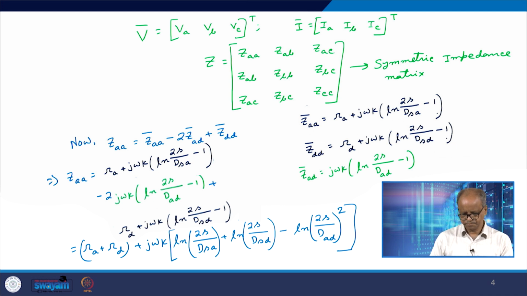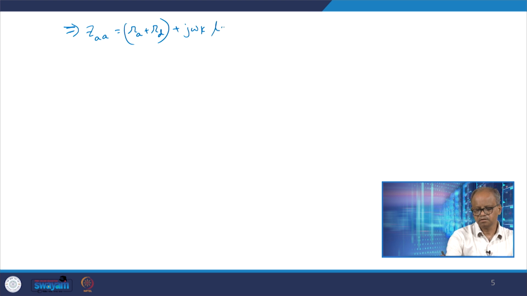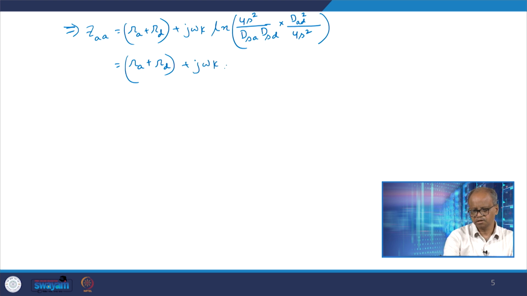So, it will turn out to be that ZAA is equal to RA plus RD plus j omega k log of 4 S square by DSA into DSD into DAD whole square by 4 S square. So, it will be RA plus RD plus j omega k log DAD whole square by DSA into DSD. So, that would be the expression of ZAA.